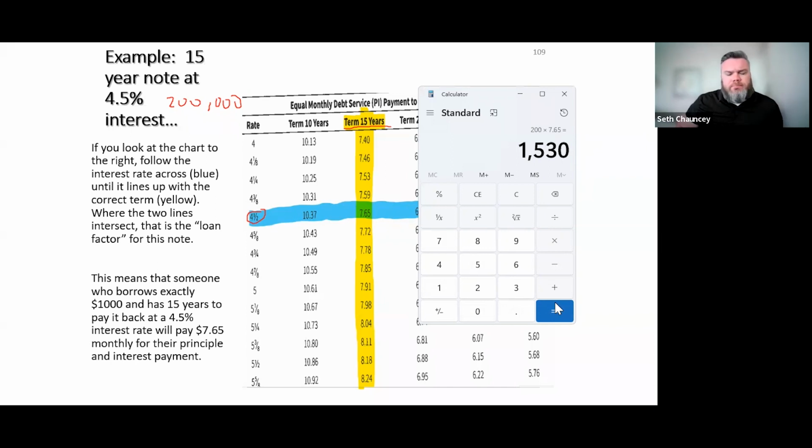And I'm sorry, Sandeep, what did you say? Did you say the number? 1530. Okay, that's what I thought you said, the number. 1530. You see how this works?